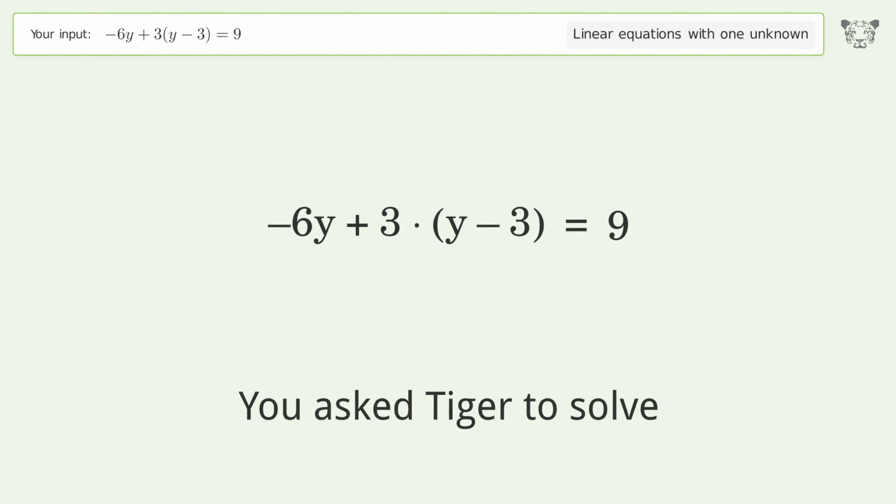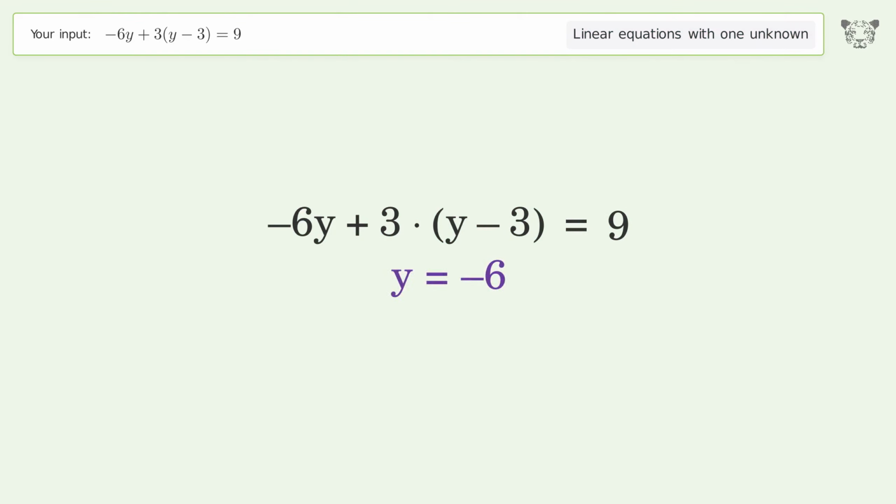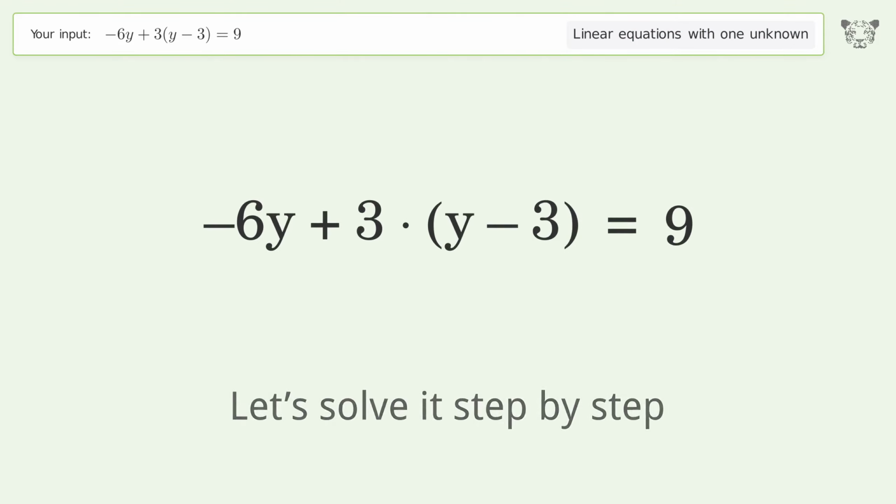You ask Tiger to solve this. It deals with linear equations with one unknown. The final result is y equals -6. Let's solve it step by step.